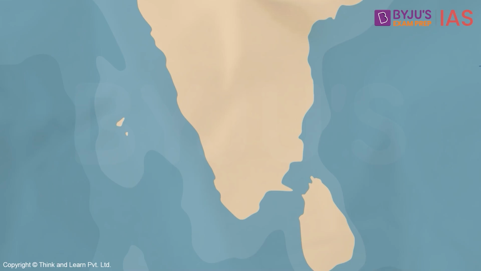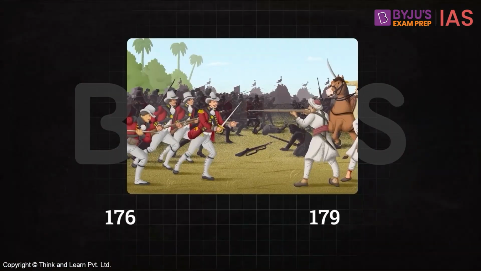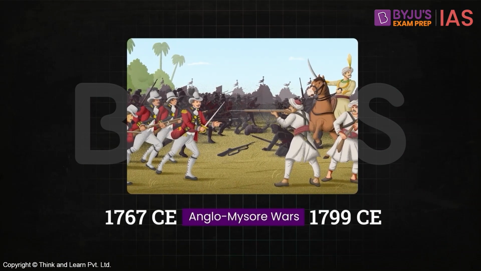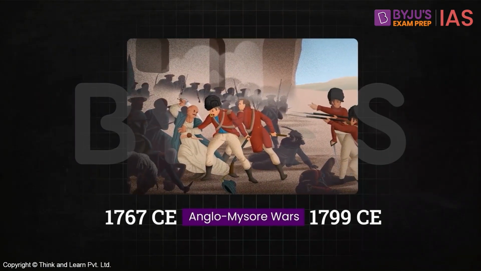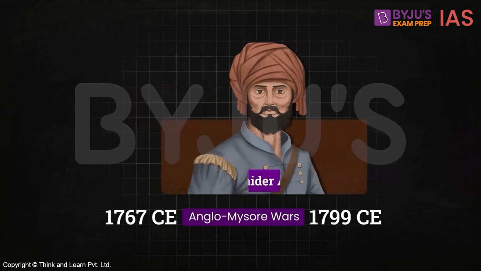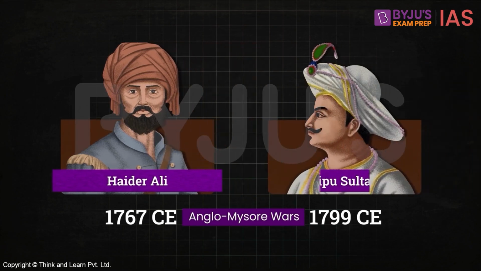Meanwhile, in the south, the British might was challenged by the Mysore kingdom led by Hyder Ali and later by his son Tipu Sultan. They fought 4 wars between 1767 and 1799, which are popularly known as the Anglo-Mysore Wars. The British fought the first 2 wars against Hyder Ali. Tipu Sultan continued the war after the untimely death of Hyder Ali during the Second War and faced forces sent by Lord Wellesley in the 4th.